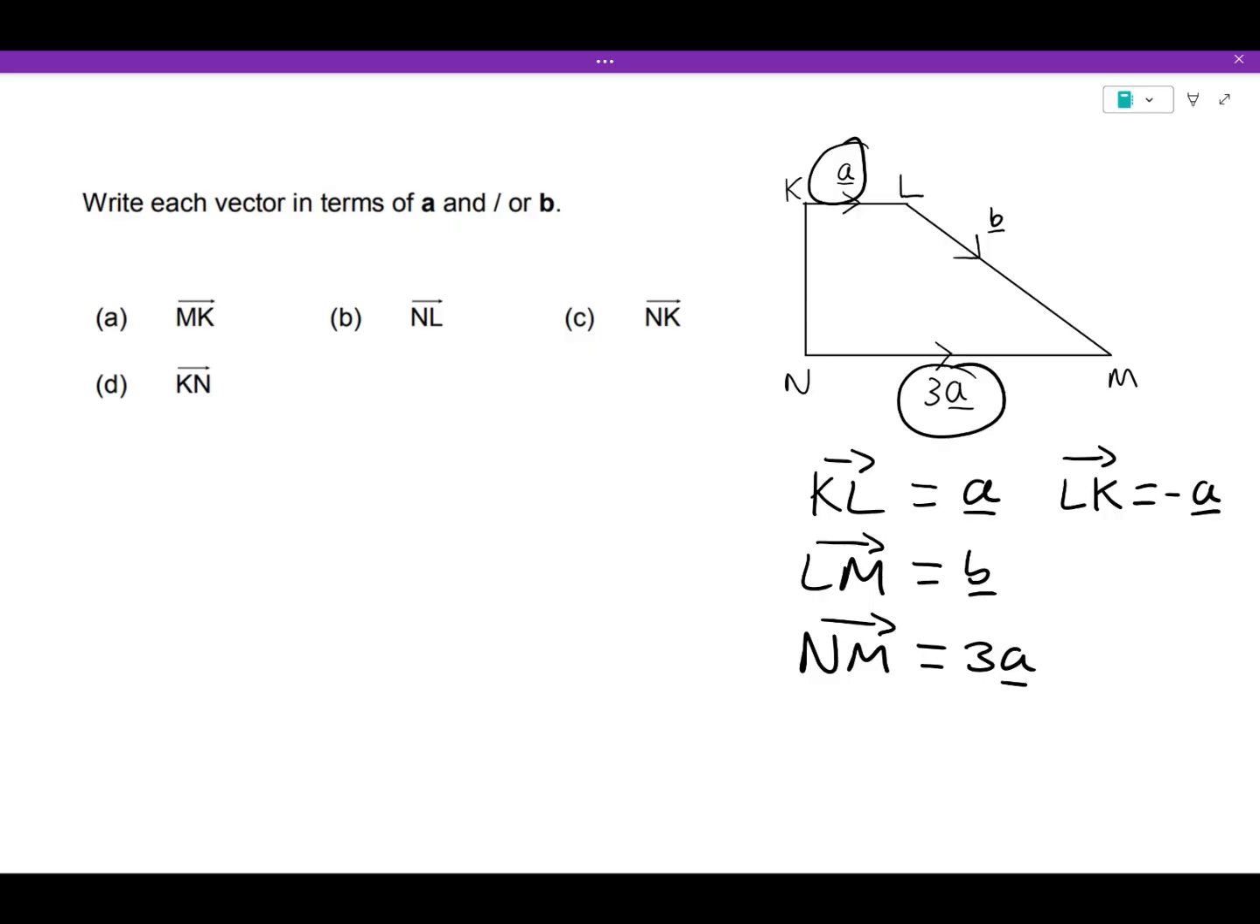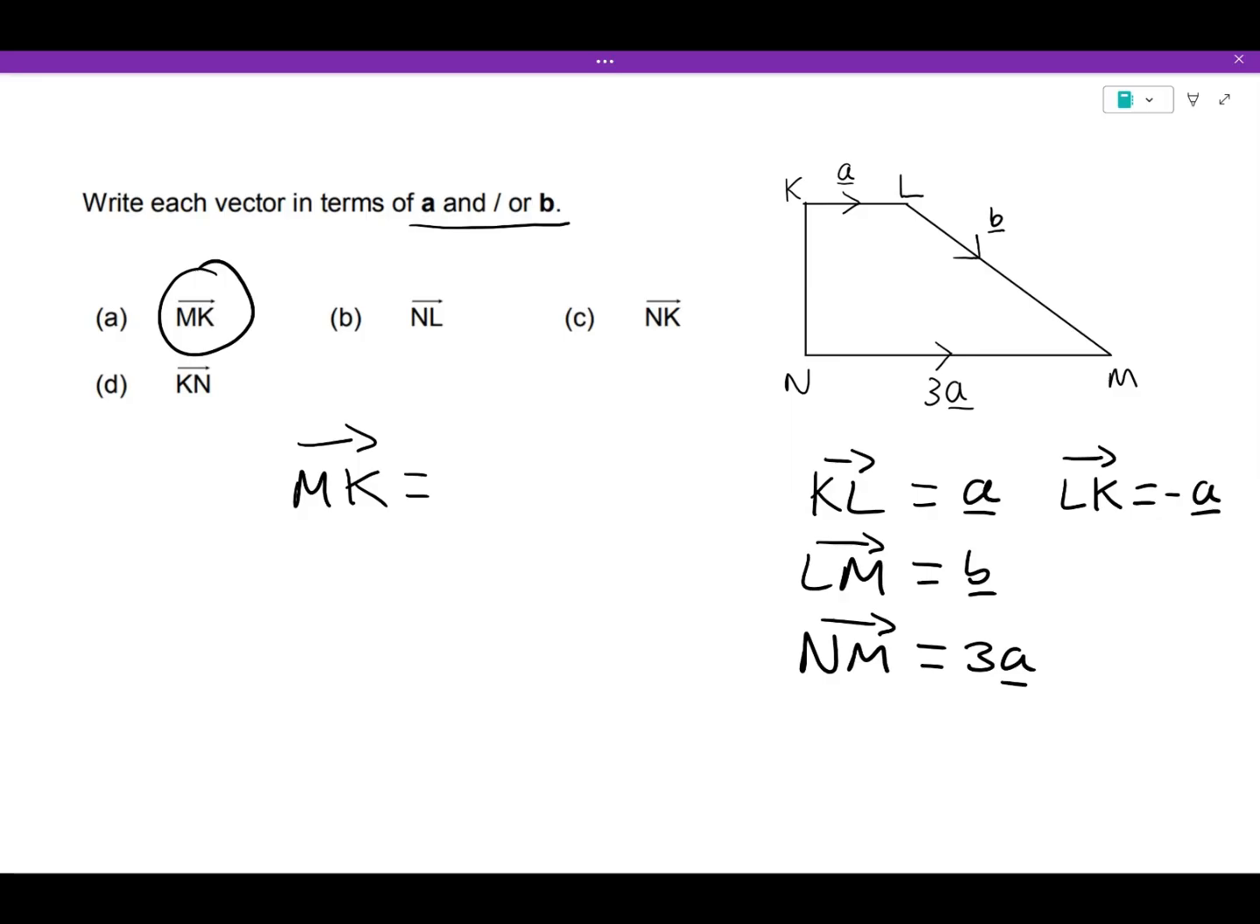Perhaps in some problems, you might need to use properties of specific shapes. But let's get into the main part of the question. We need to write the following vectors in terms of a and or b. Okay, so we're starting with M to K. So I'm going to write M to K here. Now, the first thing I'm going to do is just map out my path from M to K using my vertices, using the capital letters.